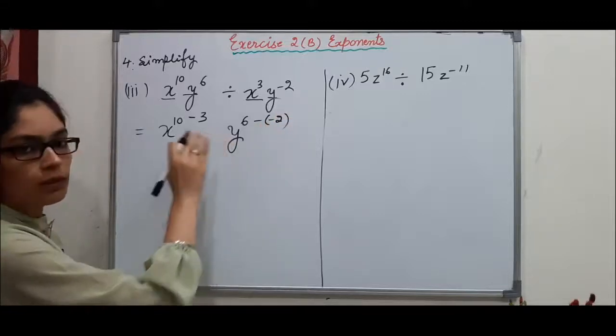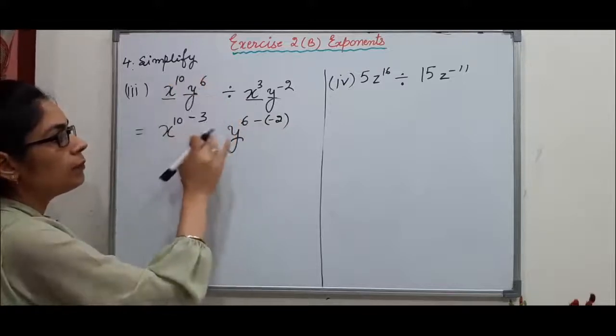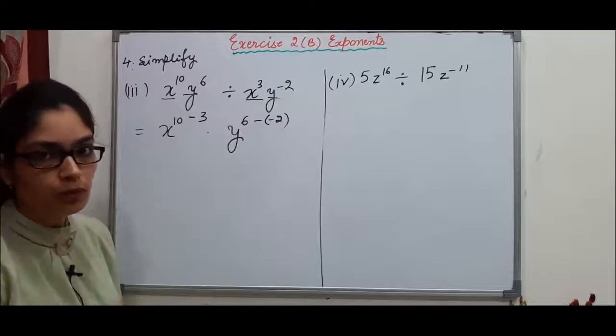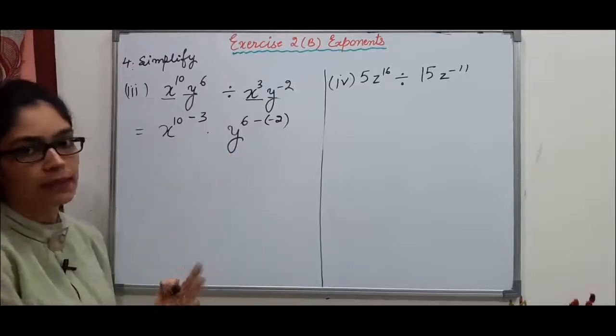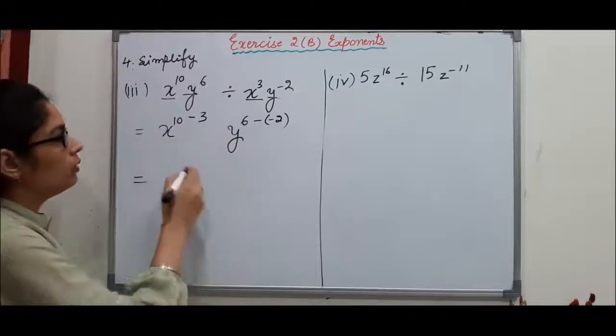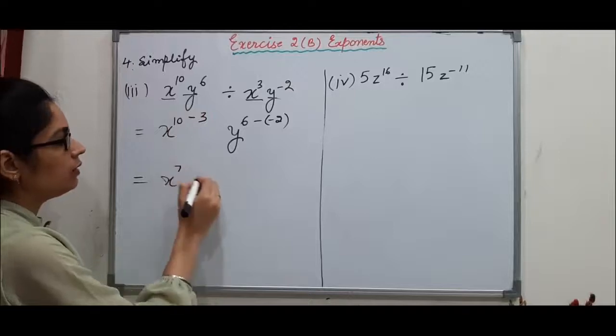Here don't write any sign, don't write division, because x and y they are getting multiplied. So when nothing is written, one dot also you can put, or if you don't write also, it means they are getting multiplied. That's all. Don't write division sign in between these two. So x to the power 10 minus 3, 7.